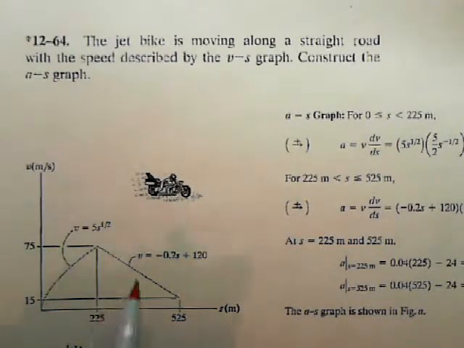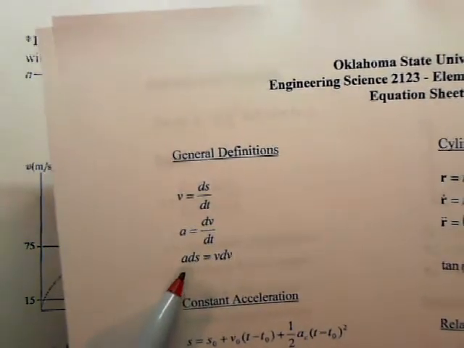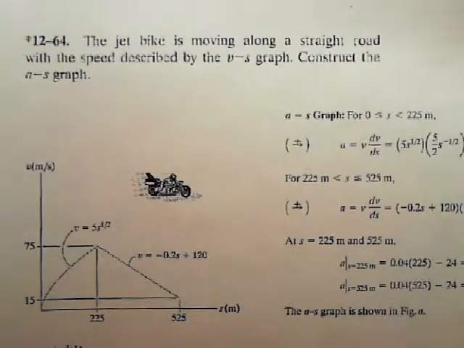Now, the key thing is recognizing that we have V of S and we want A of S. Is time involved anywhere in this problem? It is not, so we're going to be extremely tempted, again going to the upper left-hand corner of the equation sheet, to use, I think, the A ds equals V dV form.